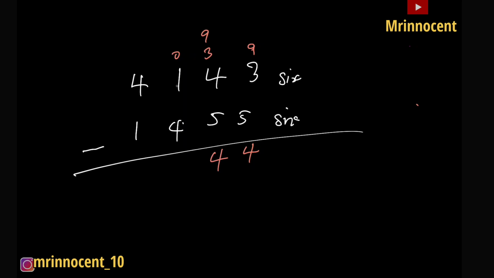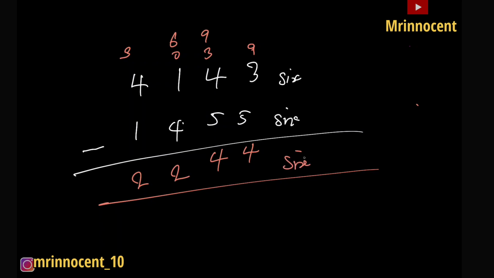9 minus 5 is 4. This one is 0. 0 minus 2, cannot, borrow one here, call this one 3, call it 6. 6 minus 4 is 2. 3 minus 1 is 2. All in base 6. Let's look at another example.